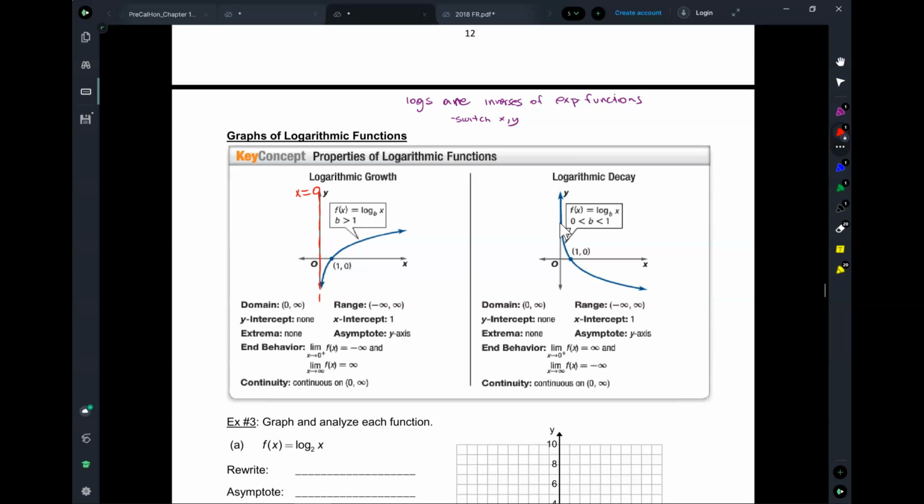Which means, okay, let's talk about domain and range. For exponential functions, domain was all reals, but for logarithmic functions, that switches, so the range is all reals. And the domain goes from the asymptote to infinity. All right, so a logarithmic growth function looks like this, and a logarithmic decay function looks like this. It also has a vertical asymptote at x equals 0. Okay, the range again is all real numbers, and the domain is from the asymptote to positive infinity or from negative infinity to the asymptote.